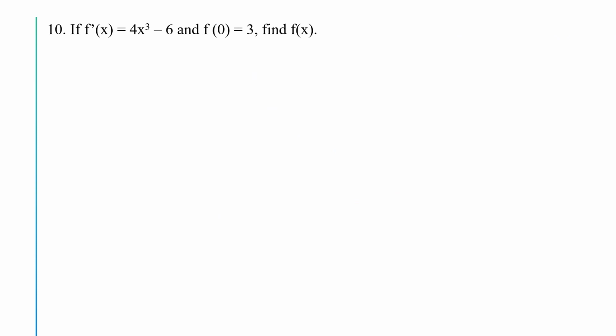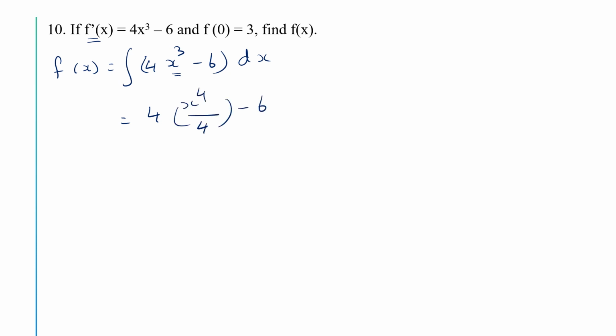The next question, if f dash of x is equal to 4x cube minus 6 and f of 0 equal to 3, find f of x. So f of x is integral f dash of x. So it is integral 4x cube minus 6 into dx. This is equal to 4 into integral x cube dx is x raised to 4 by 4, minus 6 into integral dx is x plus c.